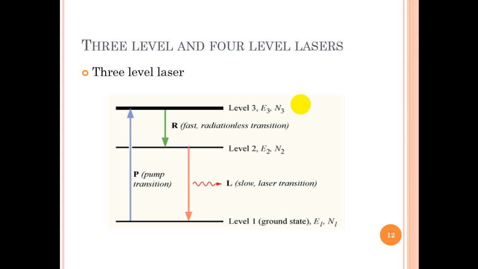There are some drawbacks of a three-level laser. In a three-level laser system, the terminal level is the ground level, and hence a larger number of atoms are to be transferred to E2. So this requires more pumping power. Also, if the difference of the atoms in the two levels is small, the power required is also small. So the efficiency of a three-level laser is less.